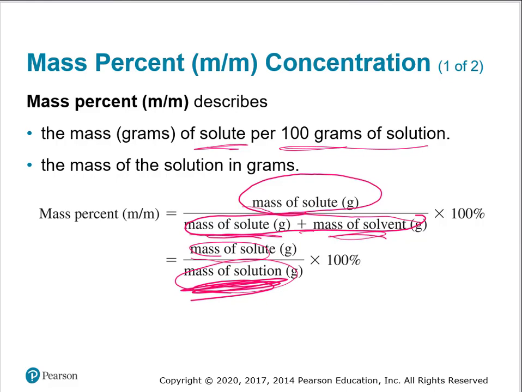And obviously if I just had the mass of the solute divided by the solvent, that solvent is not the whole mass of the solution because we would be missing the mass of the solute. So don't forget this part where we add the mass of the solute and the solvent for that denominator.